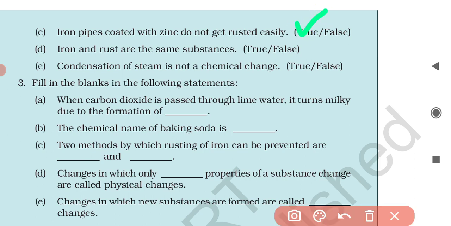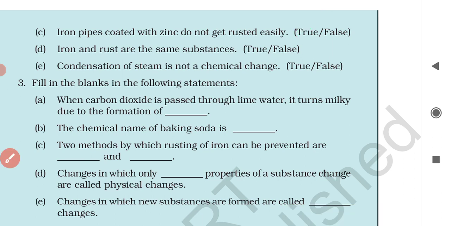Because say zinc, when a layer of zinc is deposited on the iron articles, that process is called what? Galvanization, right? Depositing a layer of zinc metal over iron articles prevents rusting. The process of depositing a layer of zinc metal on iron objects is called galvanization. So rusting can be prevented by galvanization. Iron pipes coated with zinc do not get rusted easily. It can be prevented. Okay, next statement.